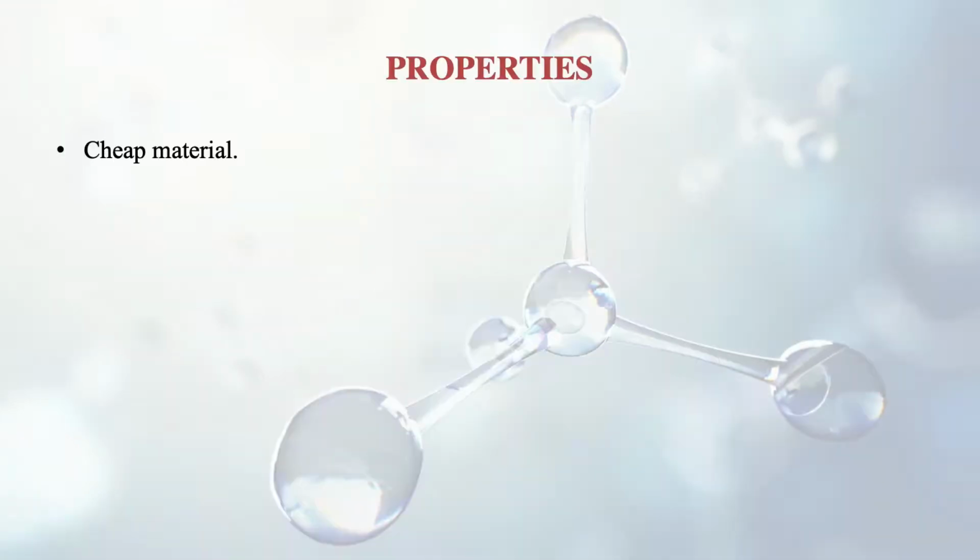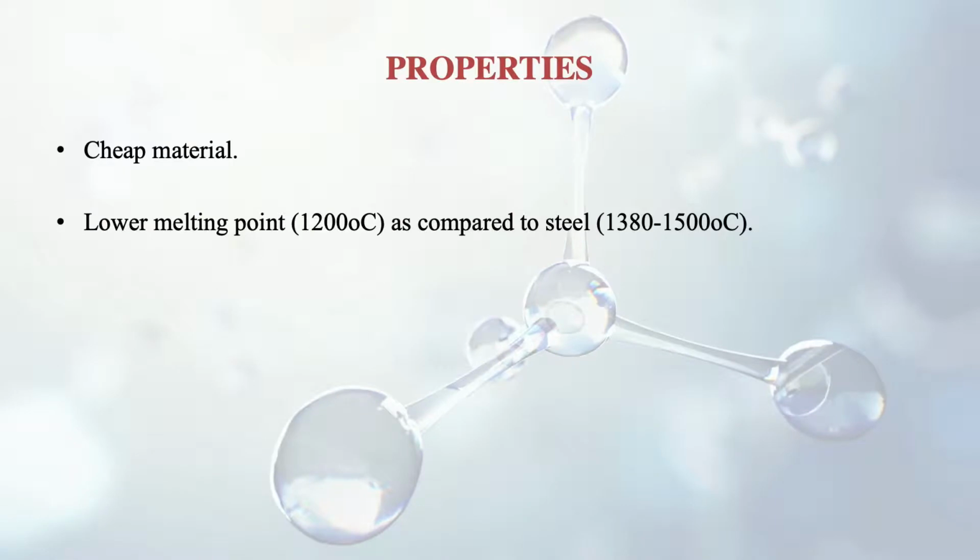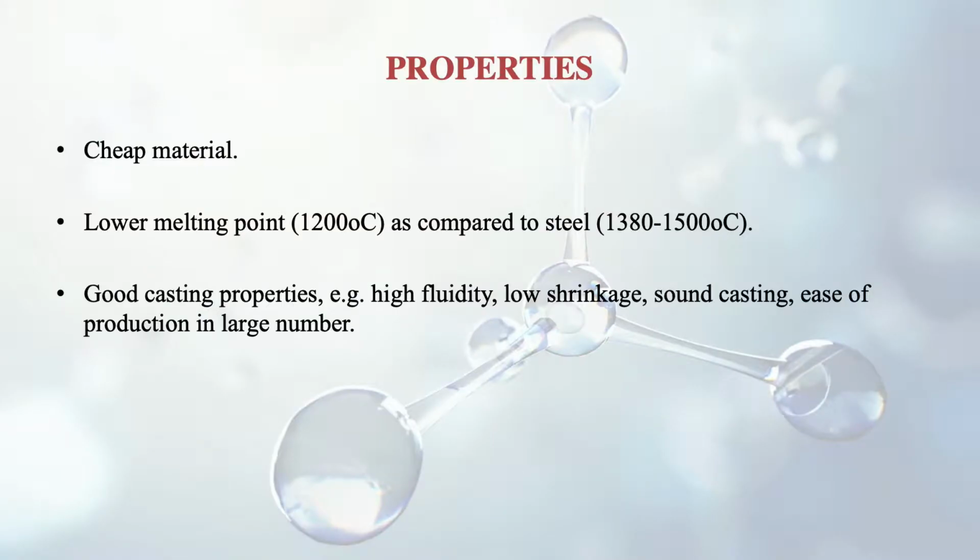And what are the properties of cast iron? It is a very cheap material, so it can be used extensively, and it has a lower melting point, around 1200 degrees centigrade, as compared to steel, which is 1380 to 1500 degrees centigrade. Why is a lower melting point needed? Because then it can go into liquid form easily and can be cast into different shapes. So the point coming in is good casting properties, that means high fluidity and low shrinkage, sound casting, and ease of production in large numbers.